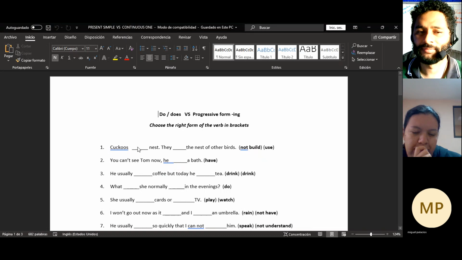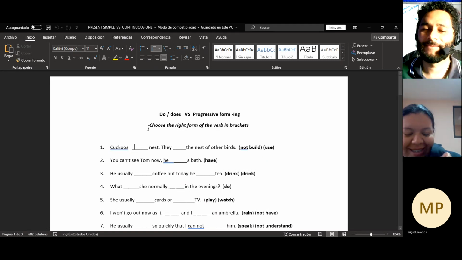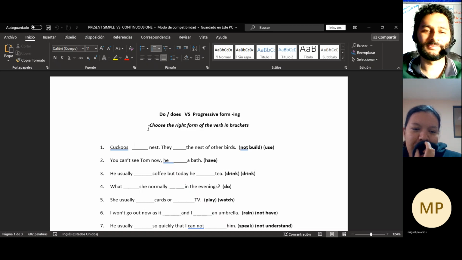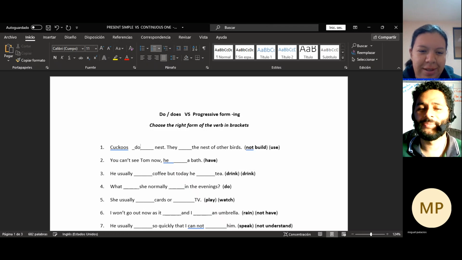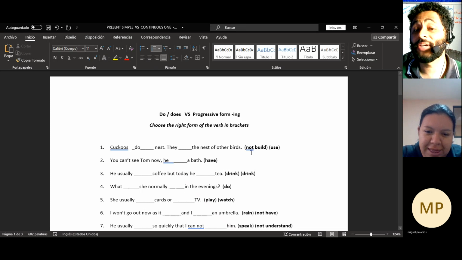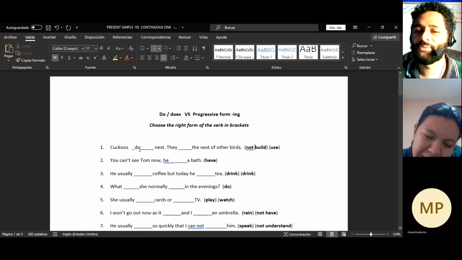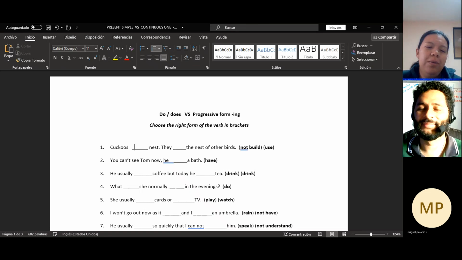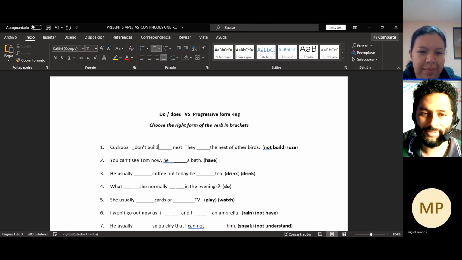I don't know exactly what the focus is. It's a kind of bird. Okay, so cuckoos do nest. But you have build, right? So you have to use the verb build in the correct form. The answer is right here, not build. So cuckoos don't build nests.